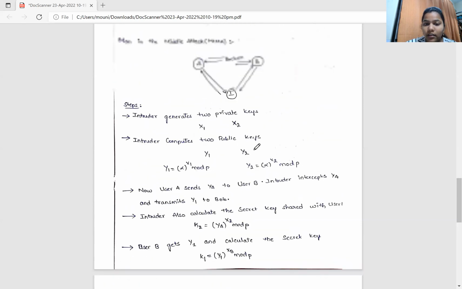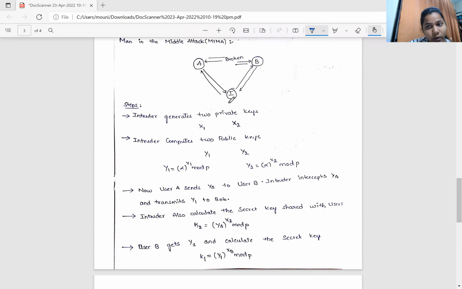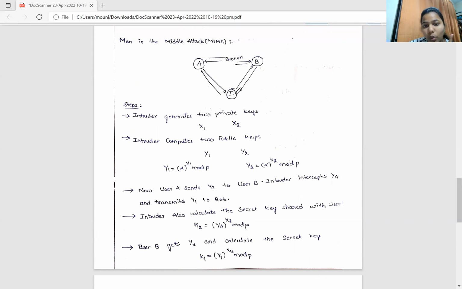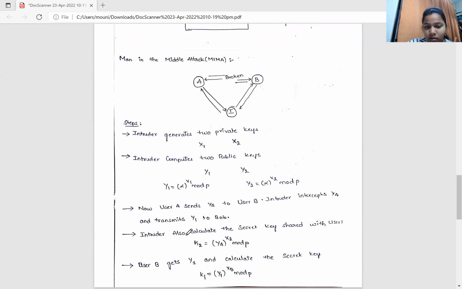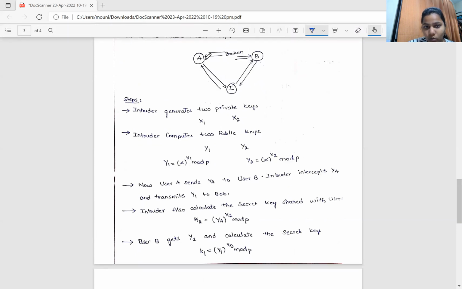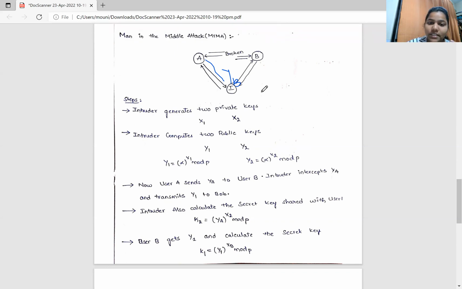Now, when user A is going to send his public key to B, the middle user, the intruder, will come and just pass his own public key to B. Let's see here. User A sends a message now. User A is sending YA here. In between, this fellow is going to stop that YA and collect it, and he already generated Y1, right? That Y1 he will send to B. This is what he is going to do.